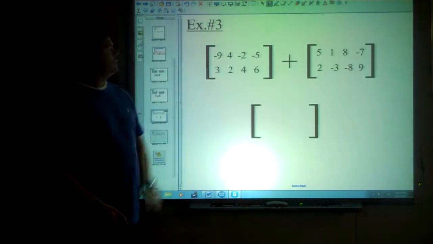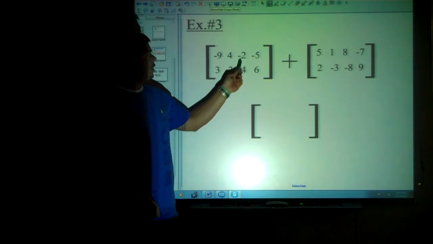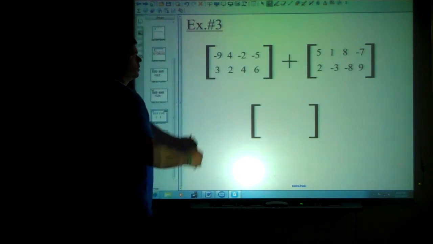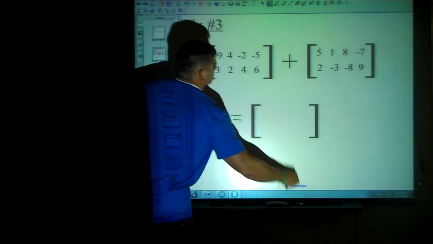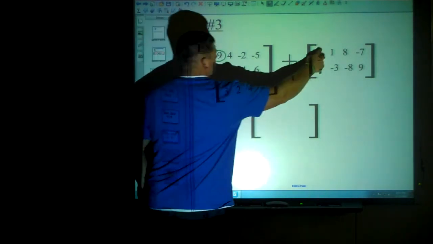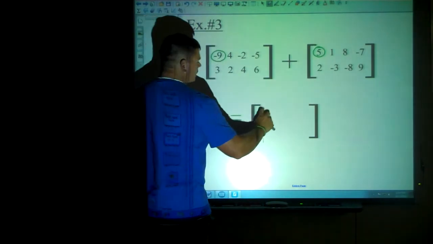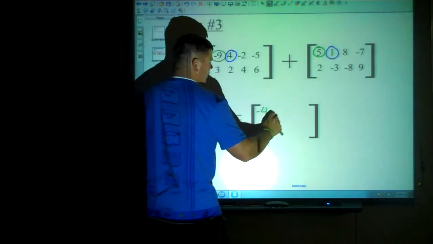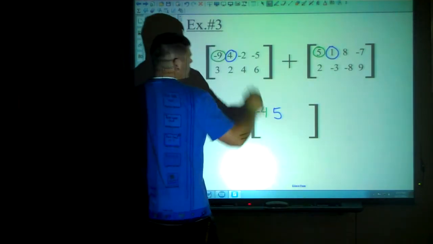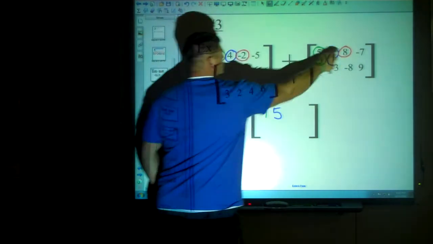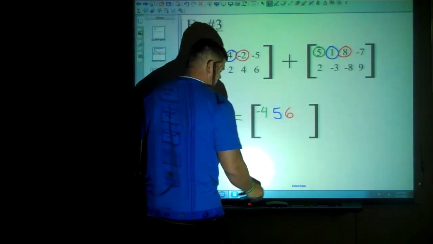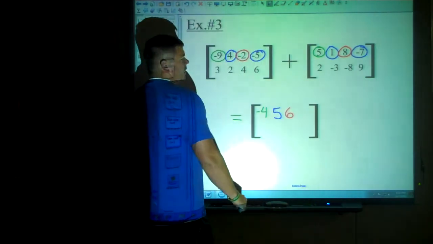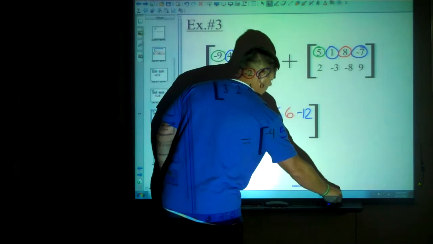Alright, another example. Lots more. This time it has 4 columns and 2 rows. That's okay. We can still do the same thing. So we'll take this. Still addition. We say negative 9 and 5. Well, there's 4 more negatives than there are positives. We take this 4 and this 1. We add them together and get 5. We take this negative 2 and this 8. There are 6 more positives than that negative 2. And this negative 5 and that negative 7. Negatives plus negatives makes more negatives.